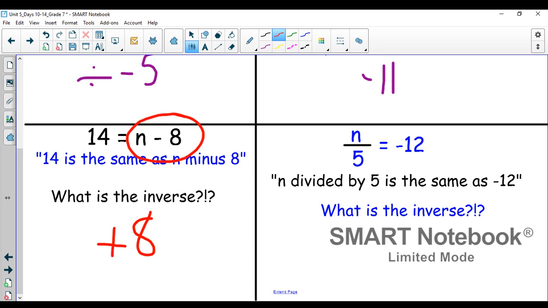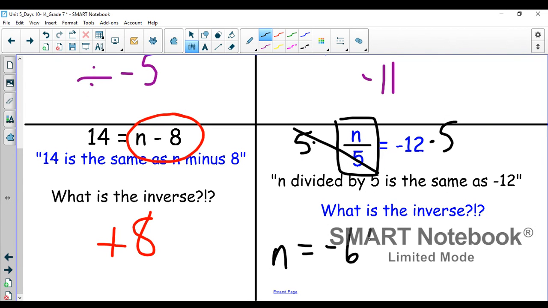And the last one, I strongly suggest you put this into your notes, because this is something that people seem to have a little bit trouble reading this problem in math. And if you can't read it, it makes it a lot more difficult to solve. When you see a variable as a part of a fraction like this, it's really telling you division. This is n divided by 5 is the same as negative 12. And the inverse of divided by 5 is multiply by 5. So the way that you would solve this would be multiplying each side by 5, and n is actually negative 6.